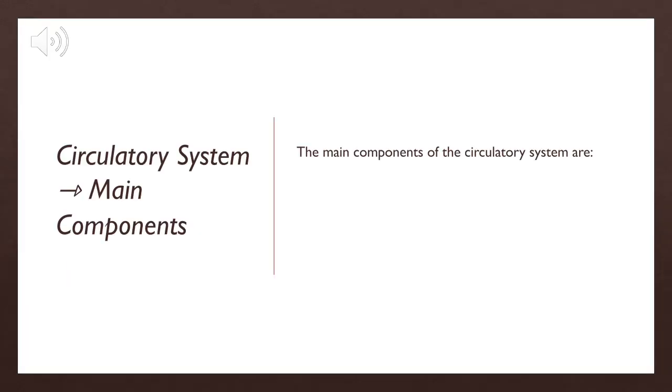So let's talk about the main components of the human circulatory system. We've got three main components. First being blood. Blood is composed of plasma, red blood cells, white blood cells, and platelets. We're going to go into great detail about blood later on in this unit, so stay tuned.